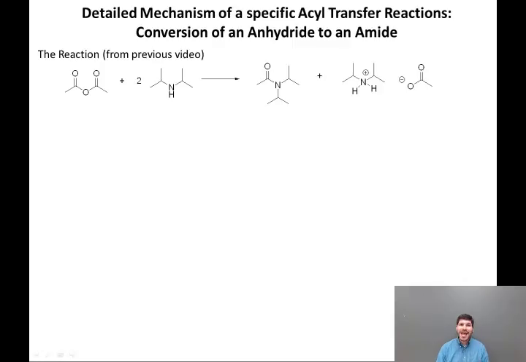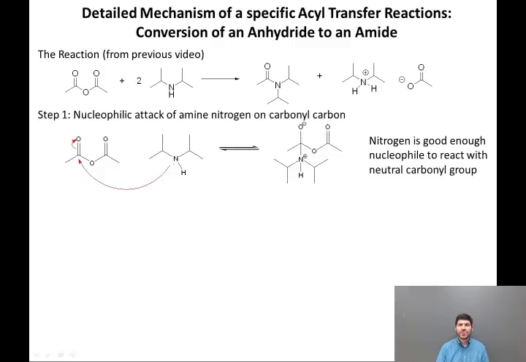Okay, so let's look at how this reaction takes place, taking into account the principles that we developed in the last video. So the first step is going to be nucleophilic attack of the amine nitrogen on the carbonyl carbon. Okay, so this is going to need two arrows like all of these carbonyl addition steps do. So one arrow going from the nitrogen lone pair to the carbonyl carbon, and then the second arrow breaking the carbon-oxygen pi bond, putting those electrons onto the oxygen.